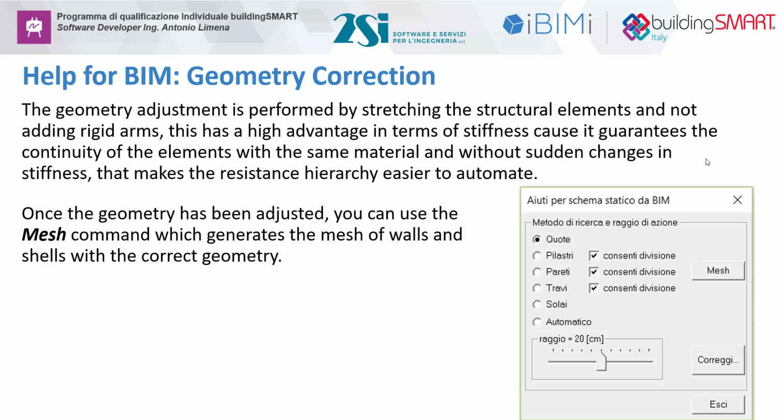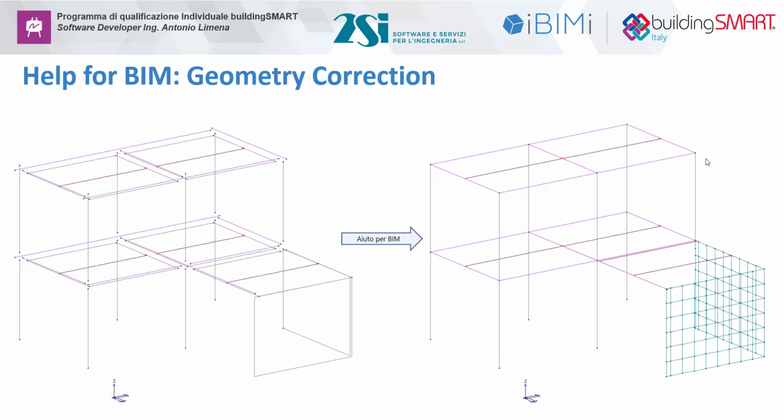Once the geometry has been adjusted, you can use the mesh command, which generates the mesh of walls and shells with the correct geometry. So as I said before, if you import walls and shells as construction lines, the mesh command of this window automatically transforms them into a D3 mesh, so a mesh of finite elements ready for the analysis. This is an example, the example that we're going to see right now in ProSAP.